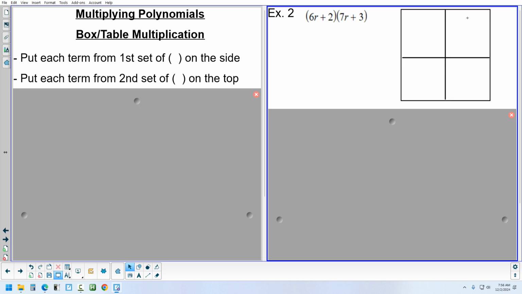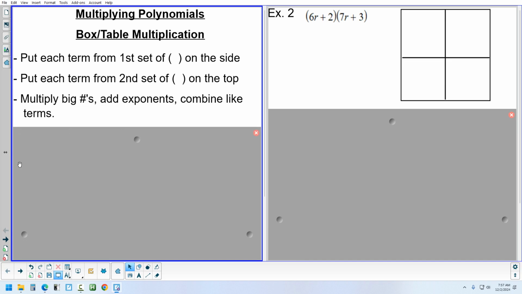But you take the first 2 terms, you write them across the top, and then you take the second 2 terms and you write them going down. That's what those first 2 steps mean. It doesn't really matter which ones you put where. If you put the 6r and the 2 going down instead of across, you're still going to get the same answer. But you put 2 across and 2 going down.